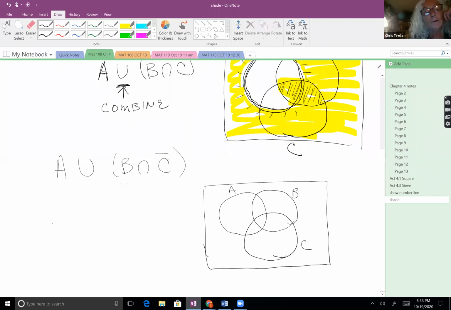So first I want to say, where does the inside of B intersect outside of C? Inside of B would be this part. Outside of C would be everything not in C. And when I look for the overlap of the inside of B with the outside of C, isn't that what those two regions would have in common?